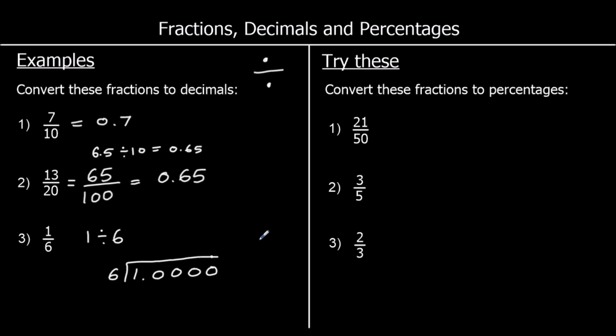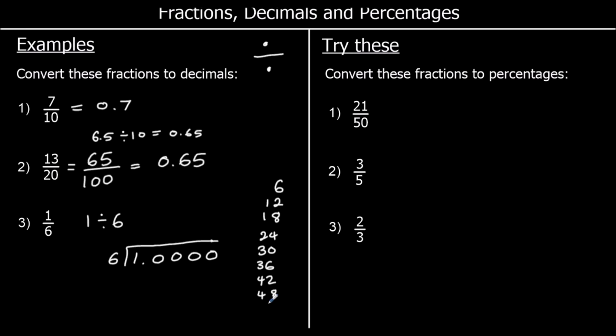1.0000. So how many 6's are going to go into 1? It's going to be a decimal. So I've added all these zeros. I'm going to write the 6 times table down the side. So 6, 12, 18, 24, 30. That's 5 6's. 36 is 6 squared. And 42, 48, 54, and 60. So all the way up to 10. So how many 6's go into 1? That's 0.